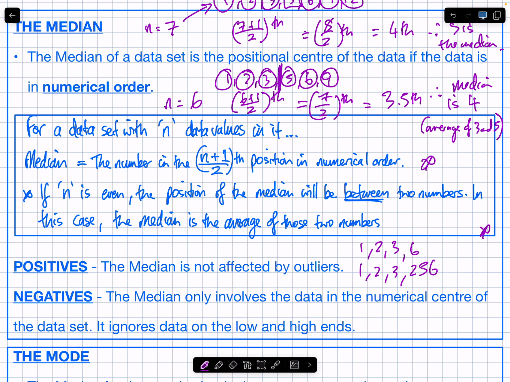What's the negative? The median only involves the data in the center of the data set, so it ignores all the other ones. That's why it wasn't affected by the outlier, because calculating the median completely ignored 256. We didn't involve 256 in the maths in any way. Okay? And you get those points down about the positives and negatives. Trust me, the mode is very short.